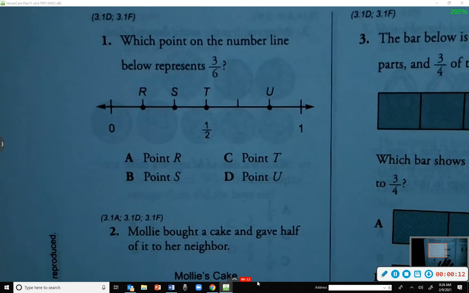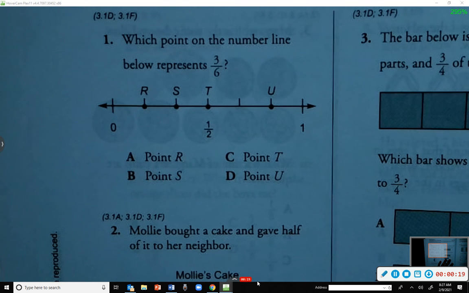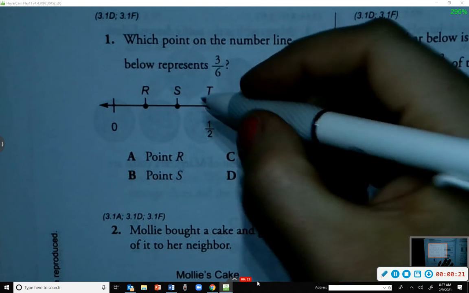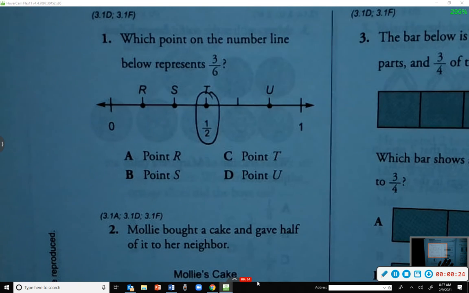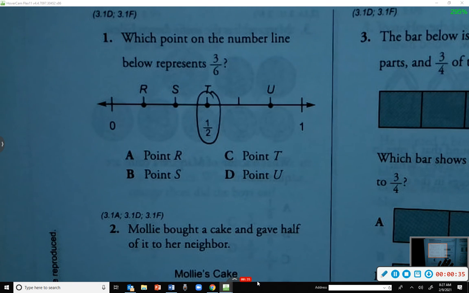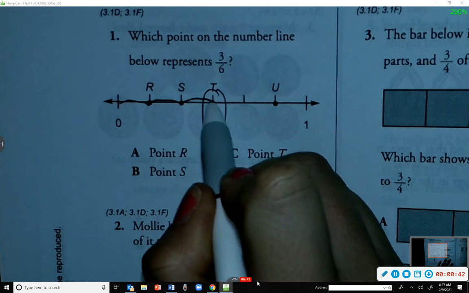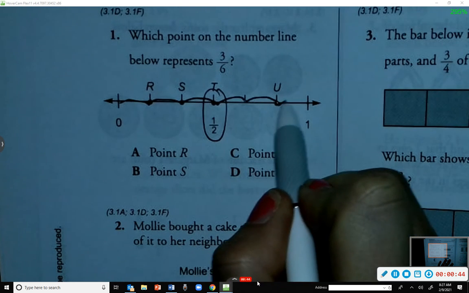Number 1 says, which point on the number line below represents 3/6? Okay, well, we noticed it's already marked for 1/2, right? So how am I going to label it in 6? What do I need to do first? Bryson? You need to first count the spaces. Count the spaces.